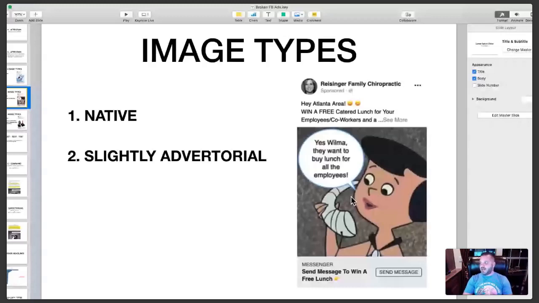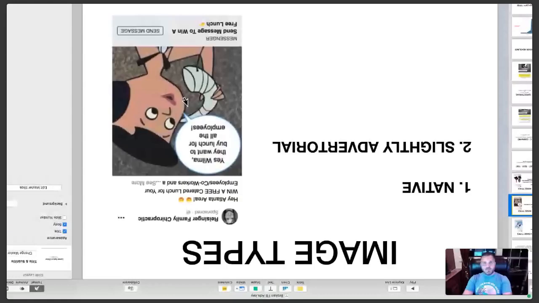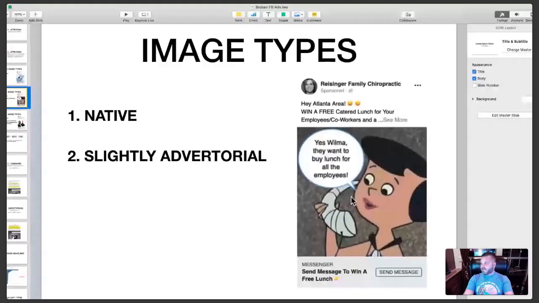But somebody like me, I'm 44 years old, I grew up with the Flintstones. It's nostalgic in a way. When I see that in my newsfeed, I have this affinity with it. It reminds me of my childhood, Betty Rubble. Yeah, I know her, and it's done in a fun way. It says, yes, Wilma, they want to buy lunch for all the employees. This is an advertisement I'm running where we're getting businesses from the local community to want to have lunch and learns done at their office. And I'm using a Facebook Messenger ad for this, which is really cool.